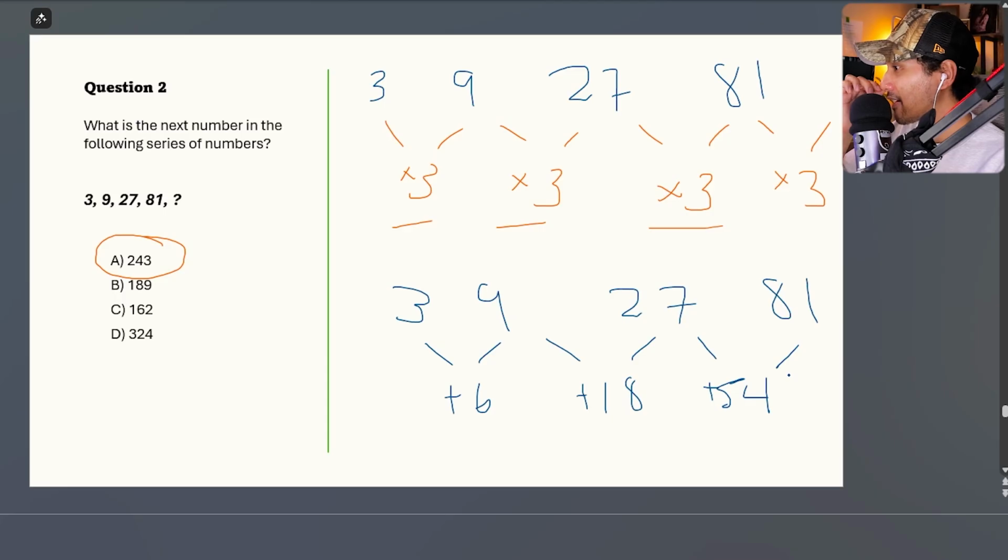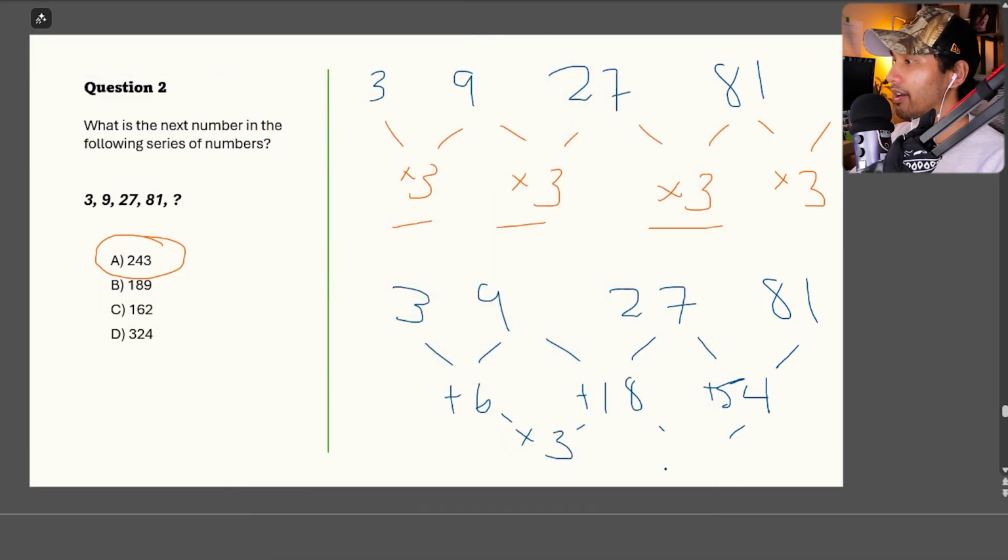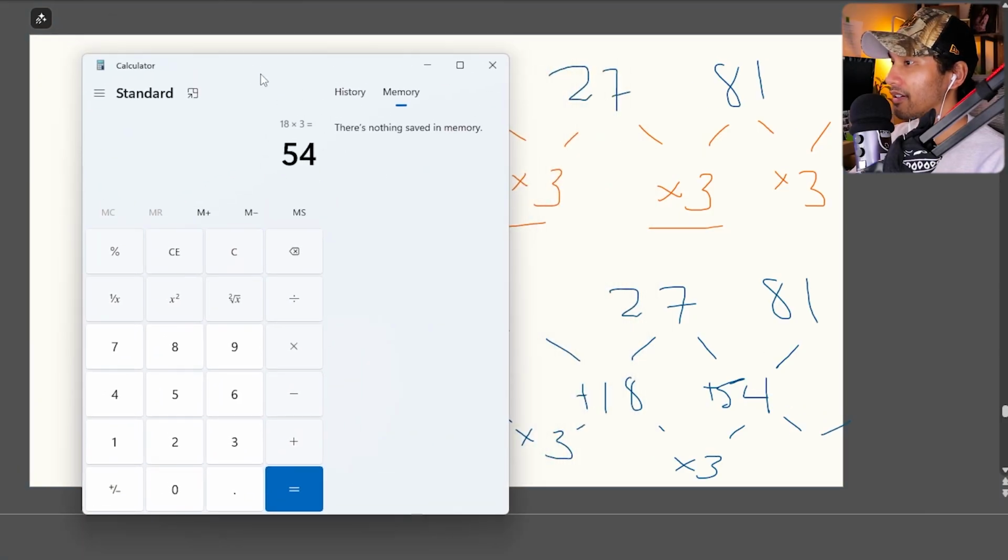And then this is unnecessary, okay? But then you find the differences among the differences, right? So 6 to 18, that's times 3. 18 to 54, is that times 3 too? 18 times 3, yeah, 54. Okay, yeah, it's times 3. And then you would do 54 times 3. 54 times 3 is 162.